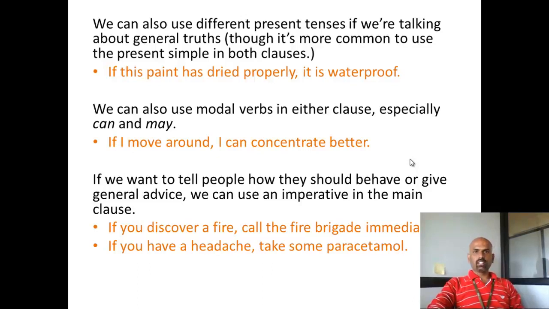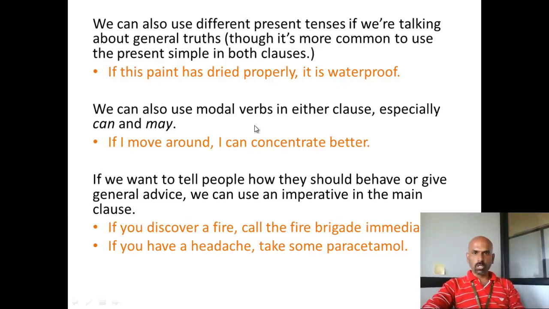The first thing, we can also use different present tenses if you're talking about general truth. Look at the first one. Example: if this paint dried properly, it is waterproof. Generally, at a normal level, we use only present tense in the if clause and present tense in the main clause. But here it is not present tense, it's present perfect tense. This is also correct. If this paint has dried properly, it is waterproof.